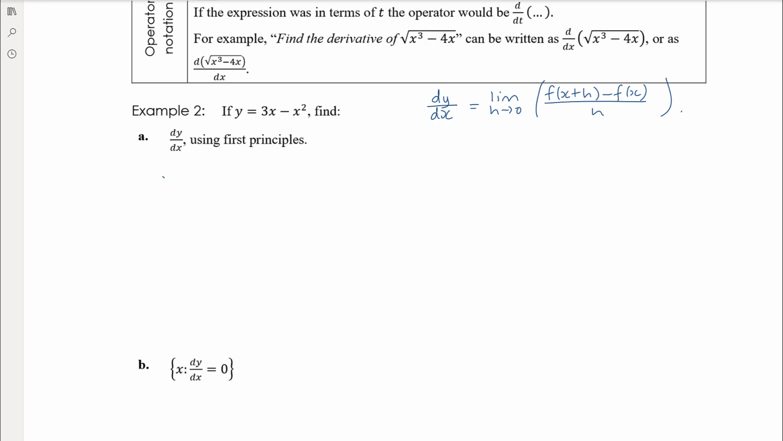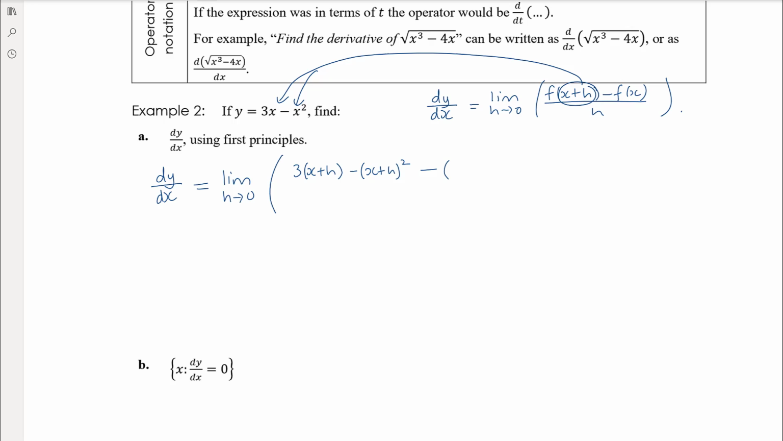All right, maybe we'll do the substitution at the same time in this case. So dy dx is going to be the limit as h approaches 0 of f of x plus h. So again, that's taking x plus h and substituting it wherever there is an x in the function. So that's going to be 3 times x plus h minus x plus h all squared, and then taking away f of x, which is 3x minus x squared. Okay, and then we've got all of that over h.